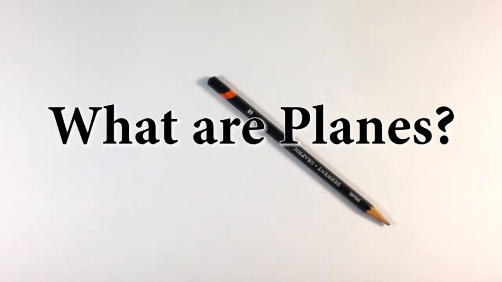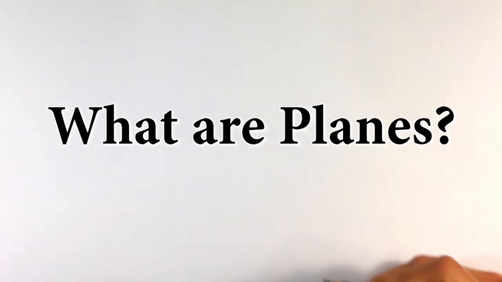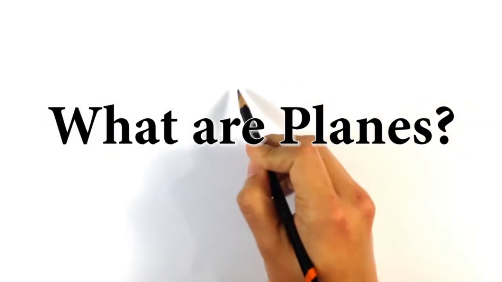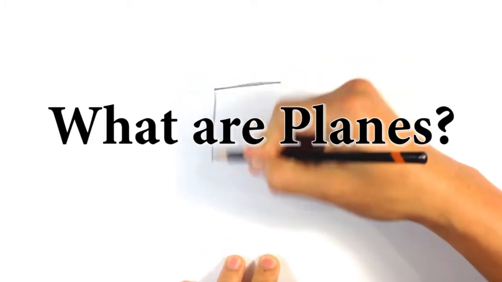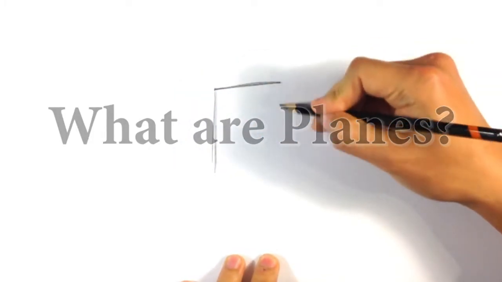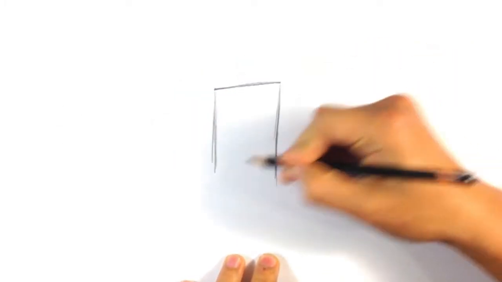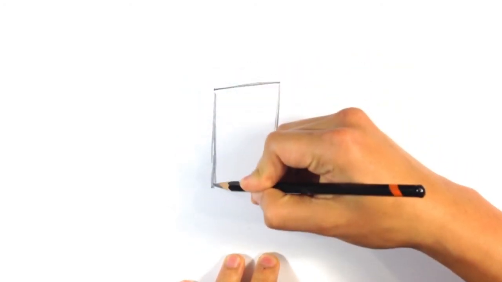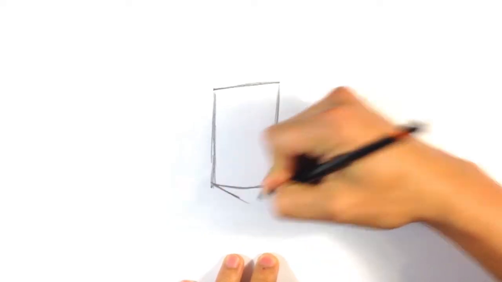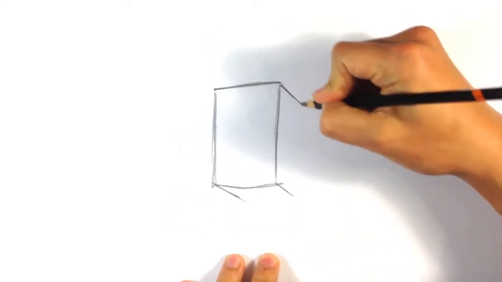I want to go over planes and the concept of planes and what those are. This is a semi-basic idea, concept, whatever you may call it. A plane is any flat surface, when you're dealing with polygons and things of that sort. So let's say we're dealing with this box.